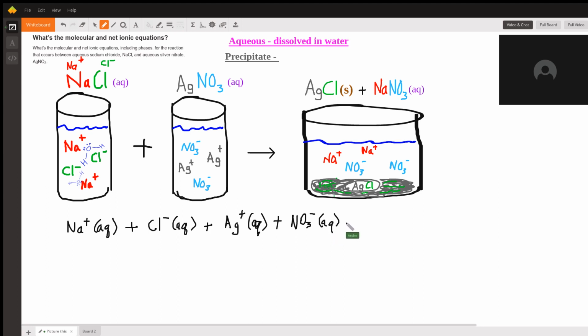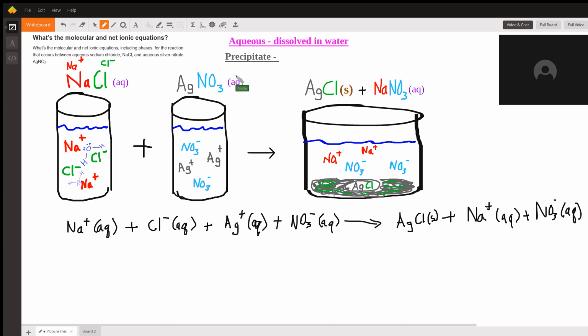And then it is going to form silver chloride. Anytime it makes something solid, we leave it together like that, AgCl. It's going to be forming a solid. And then we're going to have the Na, the sodium. That's still in the aqueous phase. It's still dissolved. Na plus (aq), plus the NO3 minus. That's also going to be in the aqueous phase.